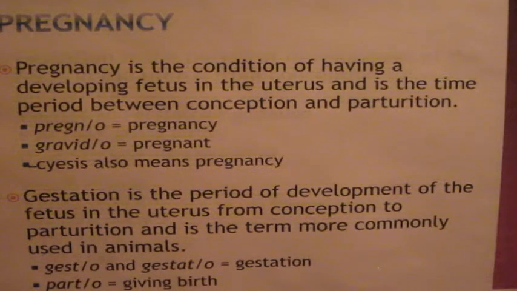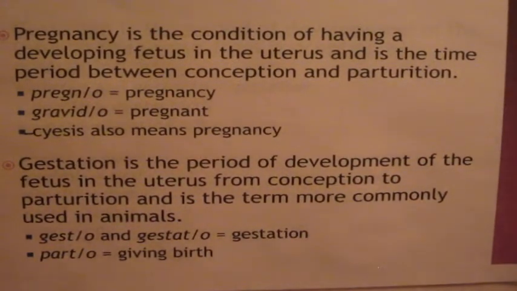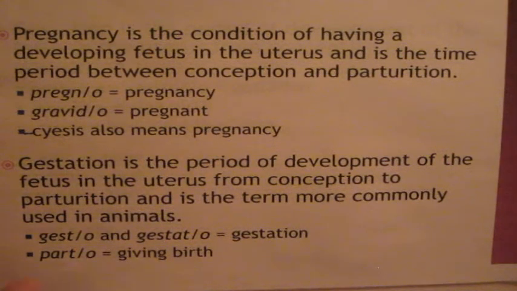Gestation is the period of development of the fetus in the uterus from conception to parturition, and is a term more commonly used in animals. Gesto and gestato are the combining forms for gestation, and partuo means to give birth.